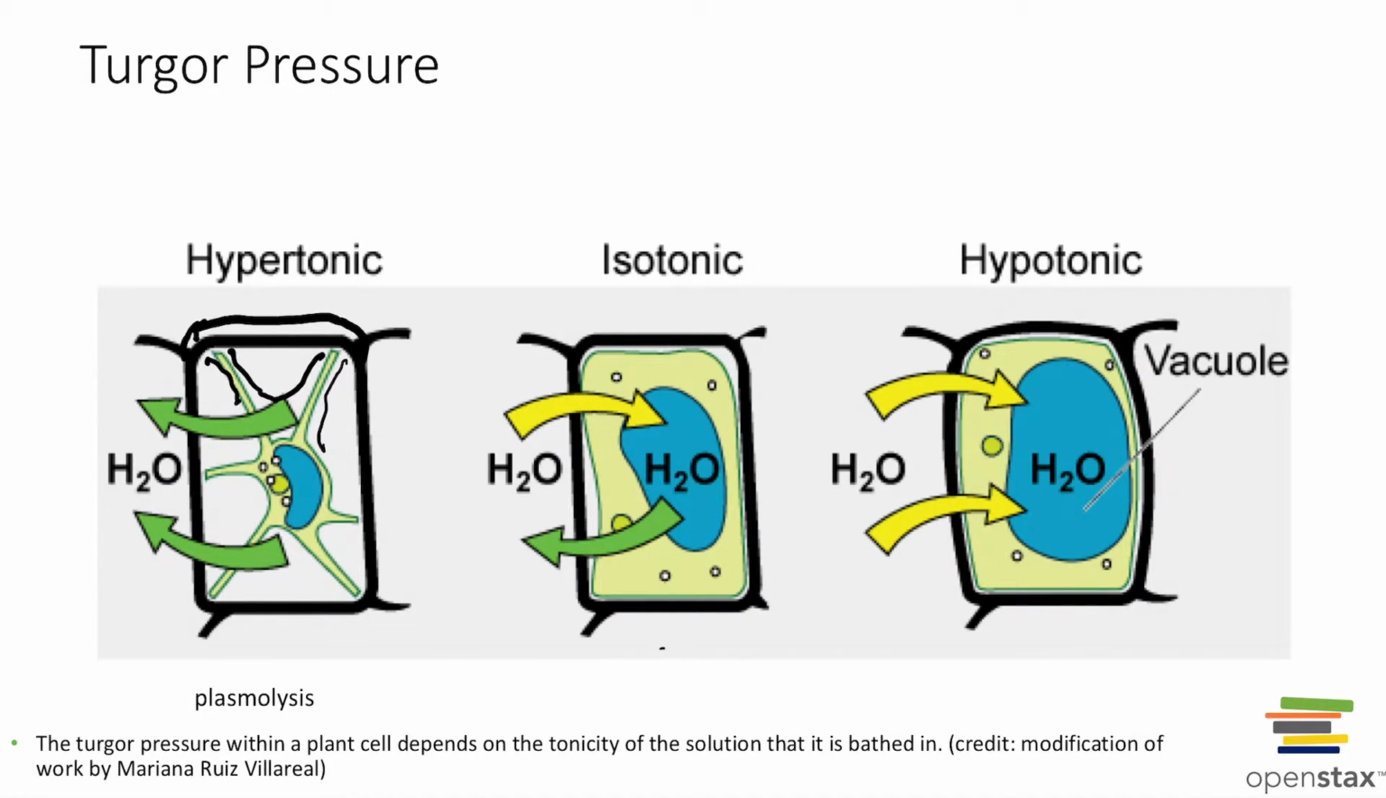In an isotonic solution, what's going in is the same as what's going out. And in a hypotonic solution, the water rushes into the cell. The cell wall gives it a little more structure, but the cell is still absorbing all of that water and swelling up.